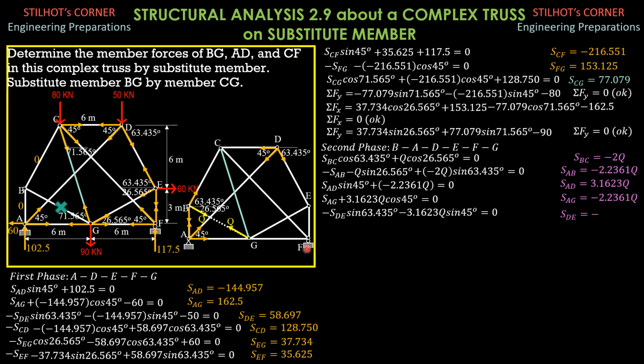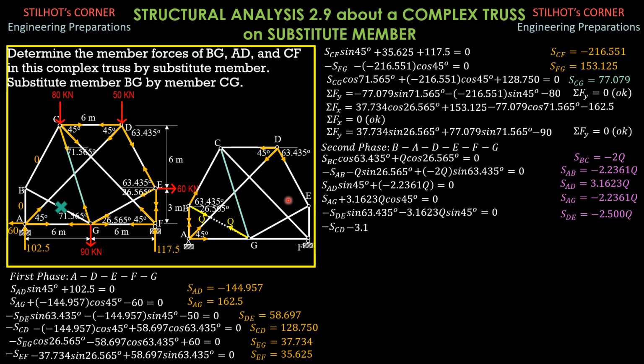Then we proceed to joint E. Free body diagram will be as shown. So angle here is 63.45 degrees. GE or EG makes with the horizontal an angle of 26.565 degrees.